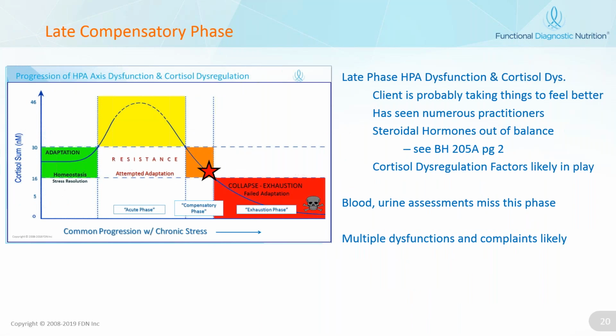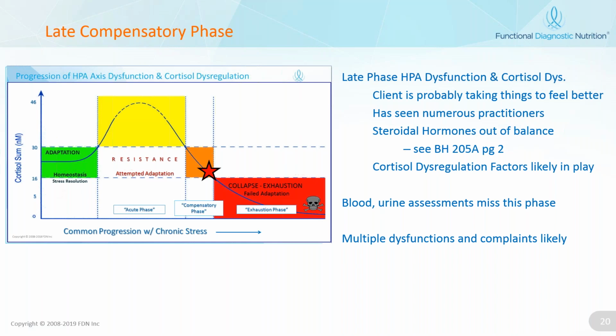Compensatory. Now, this person is definitely symptomatic, taking things to feel better, has usually seen numerous practitioners. Her steroid hormones are out of balance. There's another page of these results I'm not going to have time to go over today, another page on the same test that we run, the saliva test. And cortisol dysregulation factors are likely in play. Well, we know they are.